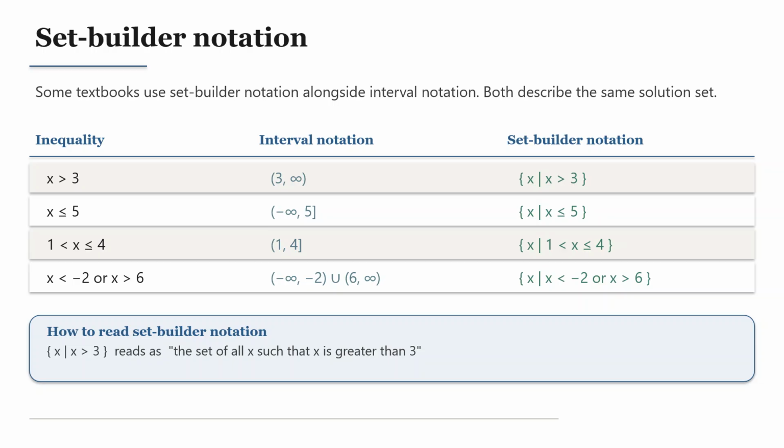For compound inequalities like 1 is less than x is less than or equal to 4, interval notation is open parentheses 1, 4, close bracket. Set builder is open brace x such that 1 is less than x is less than or equal to 4, close brace. The union case, x is less than negative 2 or x is greater than 6, uses the union symbol in interval notation. In set builder, you simply write the word or inside the braces.